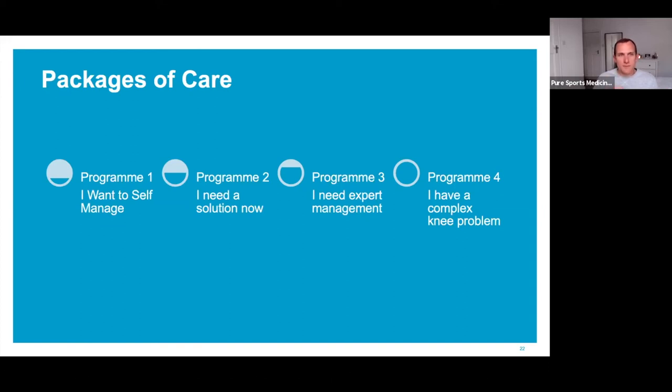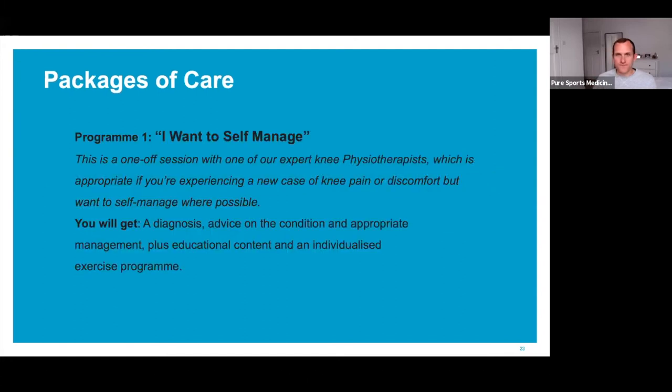The first program really centers around an individual who wants to self-manage, somebody who's quite keen on sorting themselves out, but just needs that little bit of steer. Program two, somebody who's looking for a solution right now. Program three, an expert management plan is what's needed. Or program four, where you've got a slightly more complex knee problem and we're really needing to elicit the help of the entire multidisciplinary team.